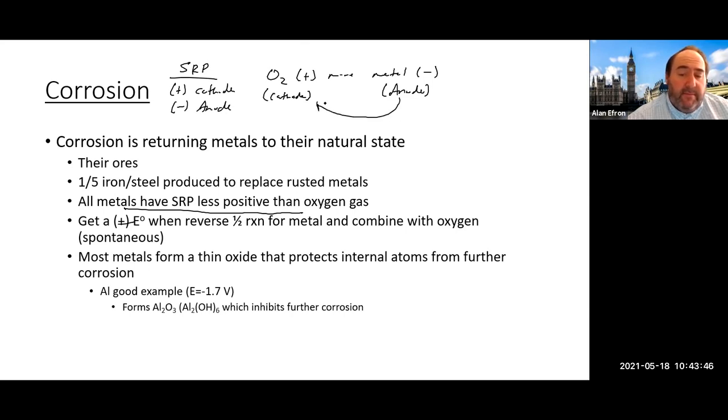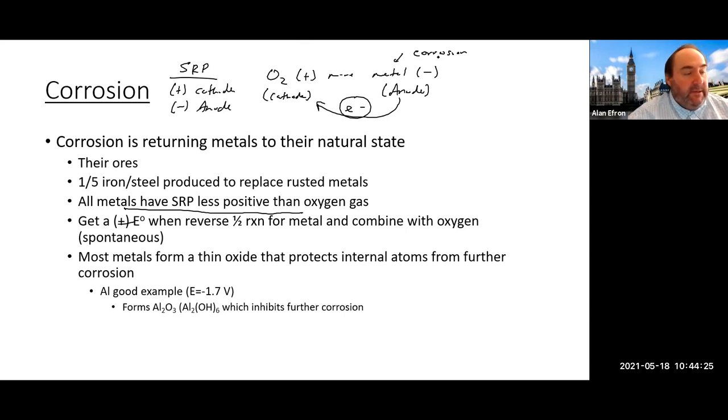That means the metal is going to lose those electrons, become oxidized, and go through corrosion. As it goes through that oxidation process, it's naturally going to be a spontaneous reaction. Just by being in oxygen, in the air, that reaction is going to spontaneously happen, and we would expect those metals to go through corrosion or oxidation. When we get a positive E value for the metal, they combine, and that's a spontaneous process.